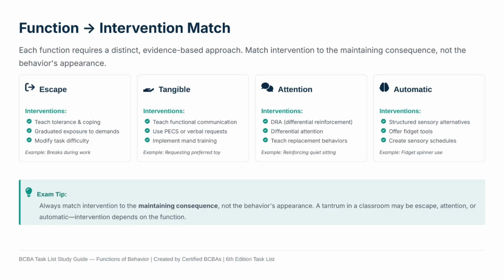Now, let's connect function to treatment. Escape-maintained behaviors require strategies such as demand fading or teaching tolerance. Tangible-maintained behaviors require functional communication training. Attention-maintained behaviors require differential attention procedures. Automatic behaviors may require sensory alternatives or competing stimulus assessments. The key principle is this: intervention must address the maintaining consequence. Treatment that ignores function is unlikely to succeed.